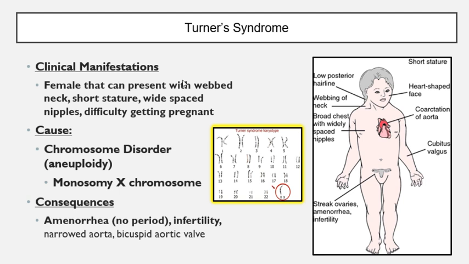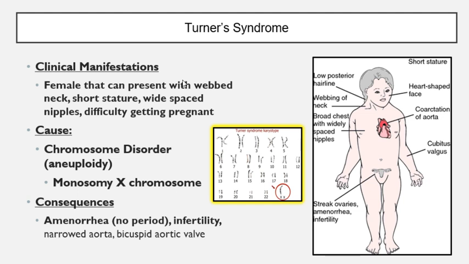A male has just one X chromosome, and so you have the genetic capability to express everything off of that, but you only have one copy. You don't have the necessary amount of translation you need from those chromosomes to be normal, and so you develop this Turner syndrome. It's where you have webbed neck, short stature, wide spaced nipples, and difficulty getting pregnant. And again, it's a monosomy X chromosome.